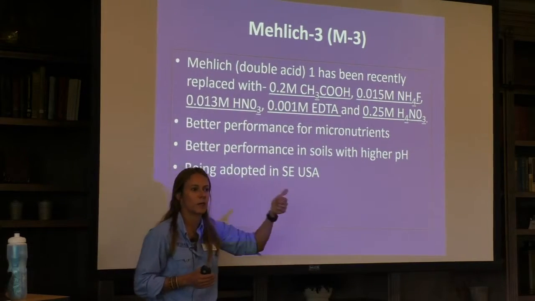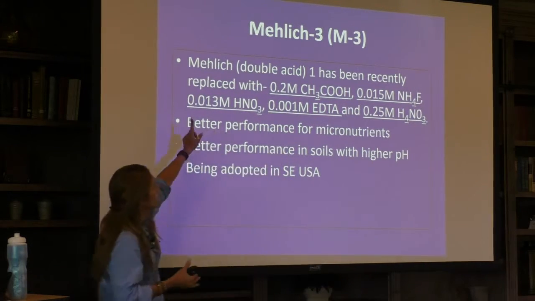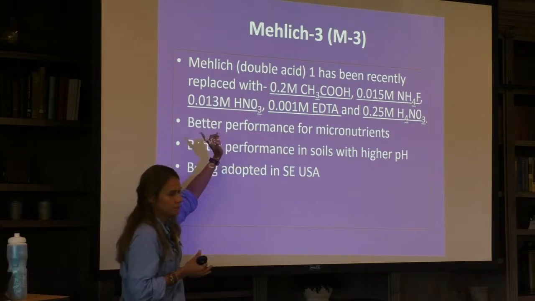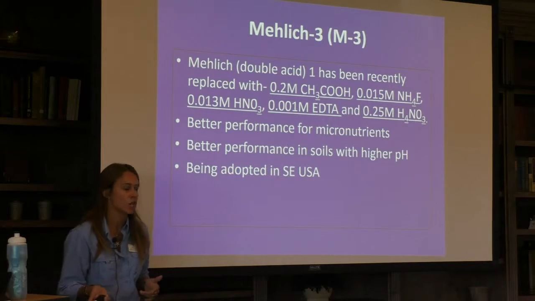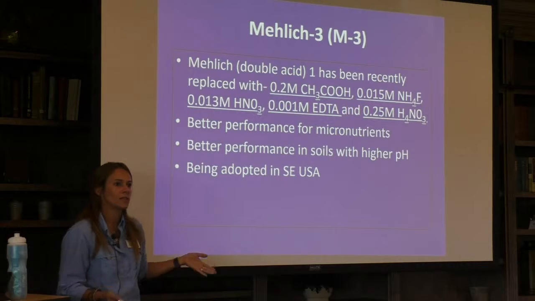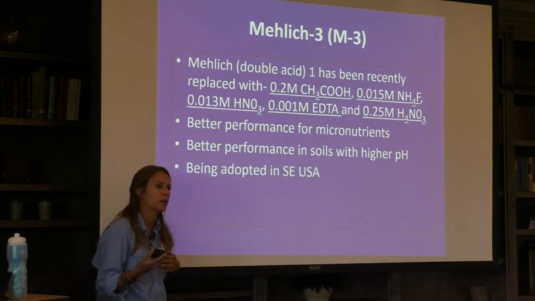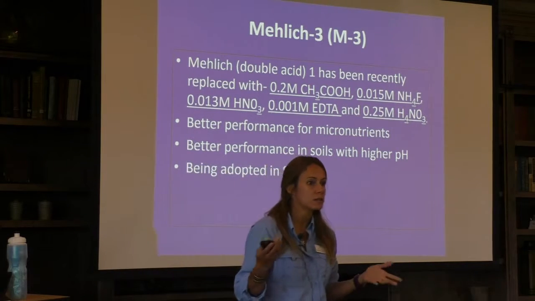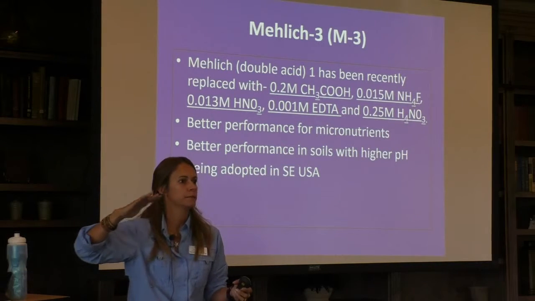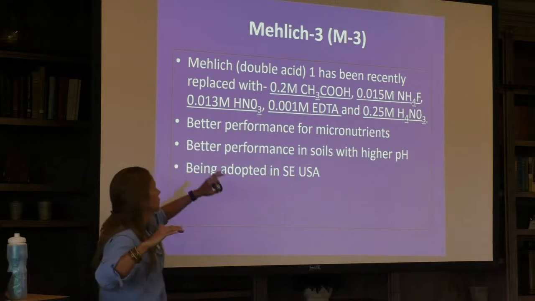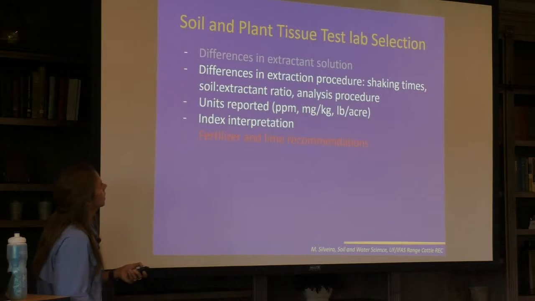Mehlich-1 was a sulfuric acid and hydrochloric acid, a very diluted acidic solution. Now we switched to Mehlich-3, which consists of all these different chemicals. There are multiple reasons why they made that change, but primarily it was to address soils with high pH. Mehlich-1 is a very poor extractor under high pH conditions. A lot of the vegetable areas and the citrus areas as well, because of the irrigation, the soil pH was gradually increasing. So they switched to Mehlich-3 because it was a better extractor under high pH conditions.